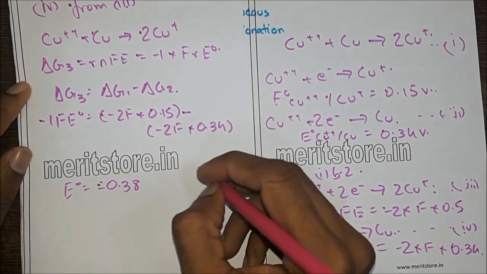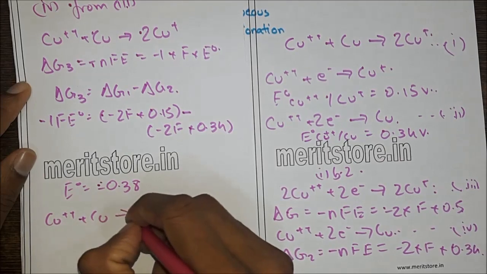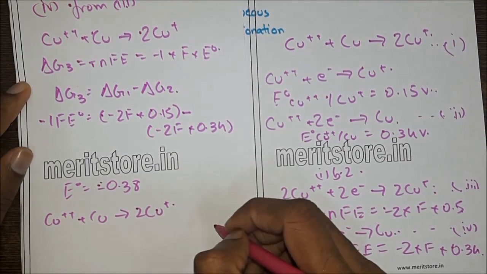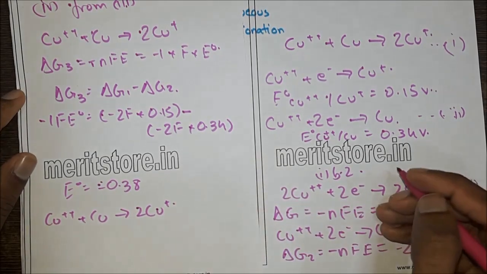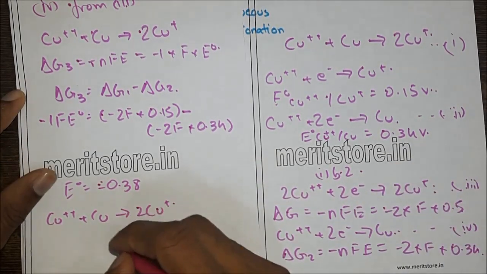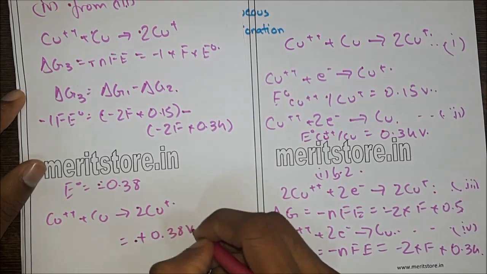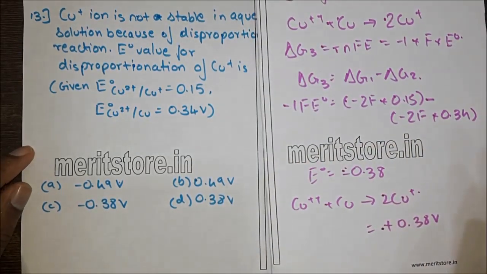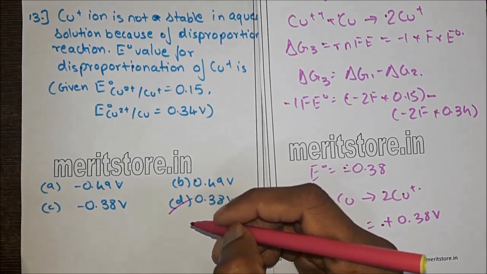This is the value for the reaction Cu++ plus Cu, which gives 2Cu+. The given reaction is just the reverse of it. So E cell for the given reaction can be written as plus 0.38 volt, which we see matches option D. Therefore option D is the correct answer.